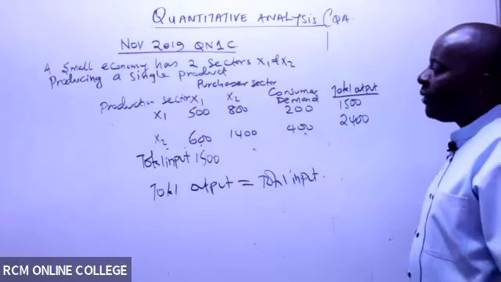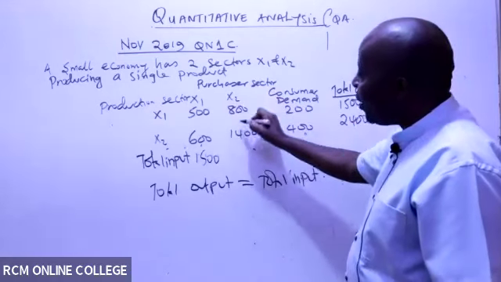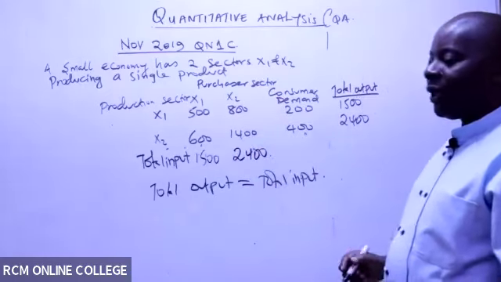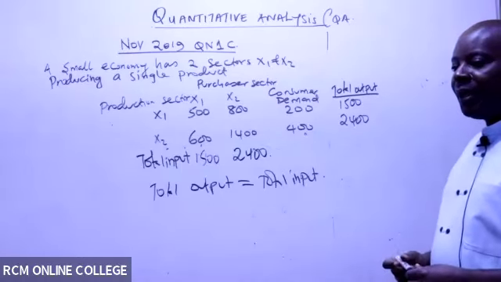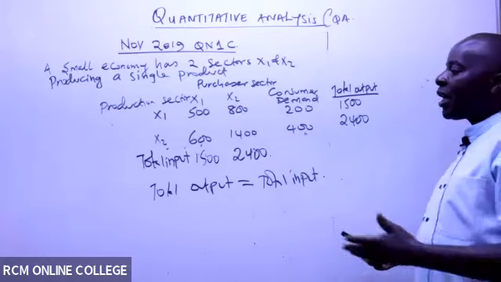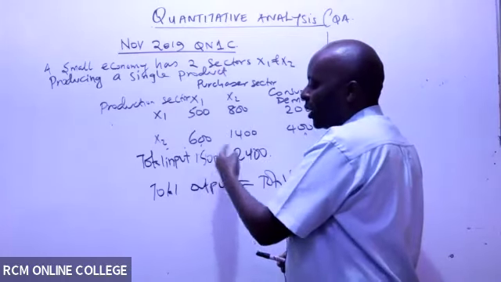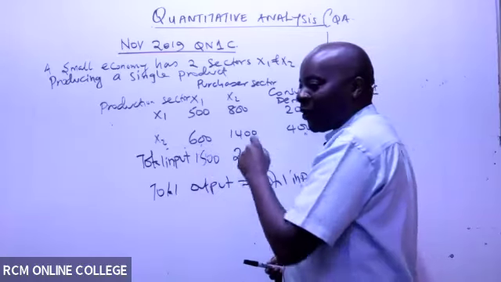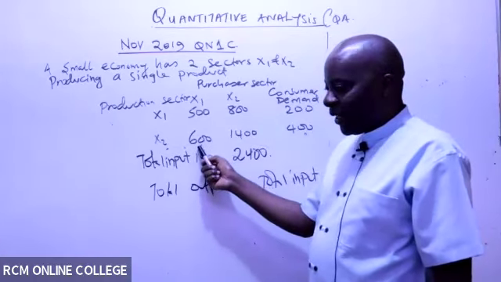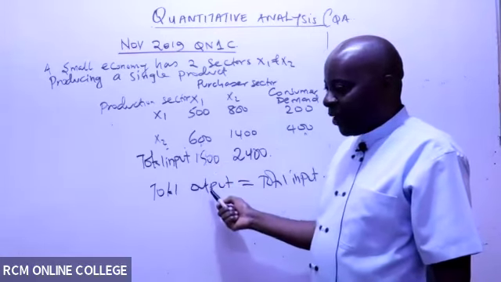The same for X2. The total output of X2 will be the total input of X2 here, 2400. Yeah, great. But now good students will ask me, Mwalimu, this particular column is not balancing, it is not agreeing to this. Normally the difference comes as a result of what? Can somebody tell me? We know there is a balancing figure of 400, because you need 400 here to be able to get 1500.